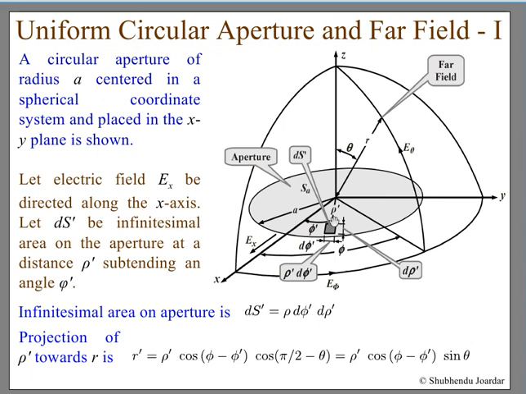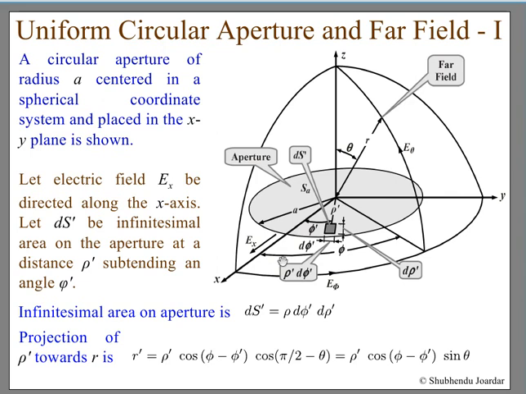Now, if you want to see its component along this r at this point, you will first get the component on this axis. You just multiply by the cosine of this angle. You will get down here, and then if you multiply it again with the cosine of the angle formed between this and this, then you go on this axis. So that is what is done here. Projection of rho dash towards r: r dash is equal to rho dash cos(phi minus phi dash).